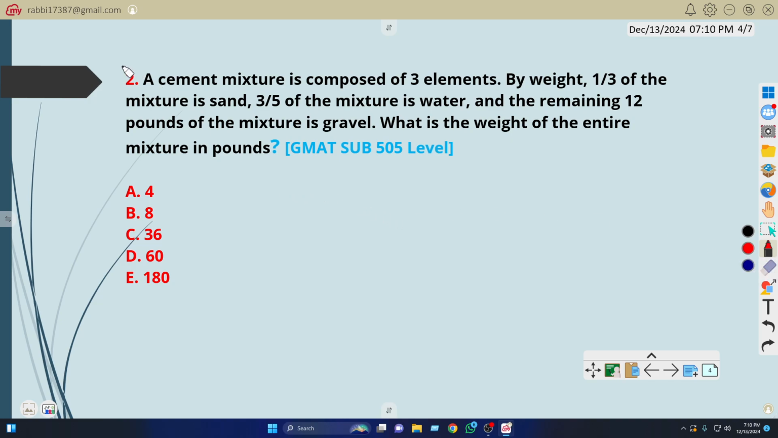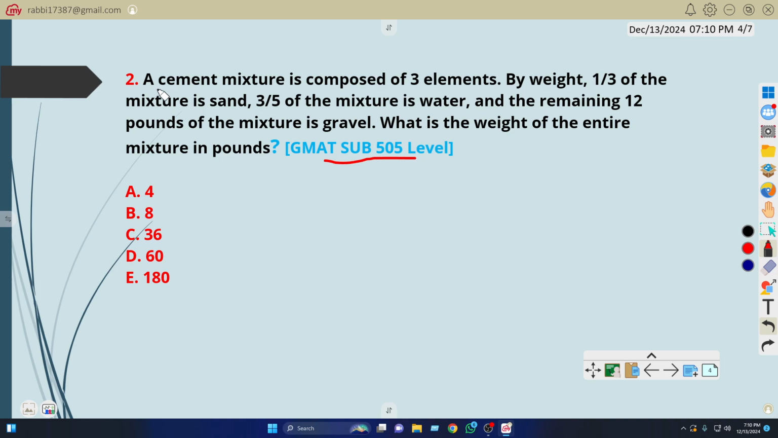So here's the second question, GMAT sub 505 level. Again I said that at the 505 level, this question is very easy, so I start from the basics, and we will move forward to the upper levels of this GMAT and GRE math preparation.